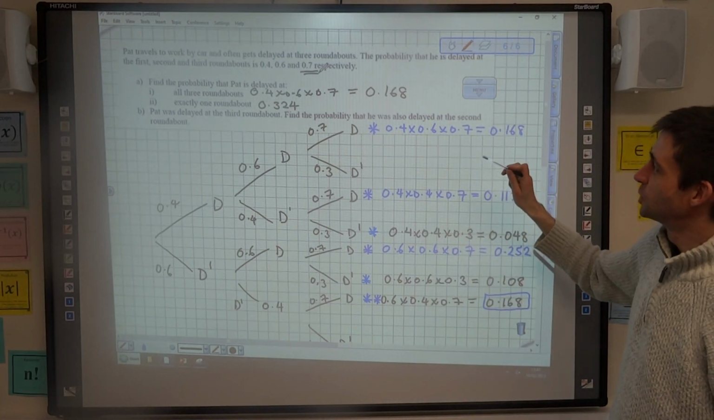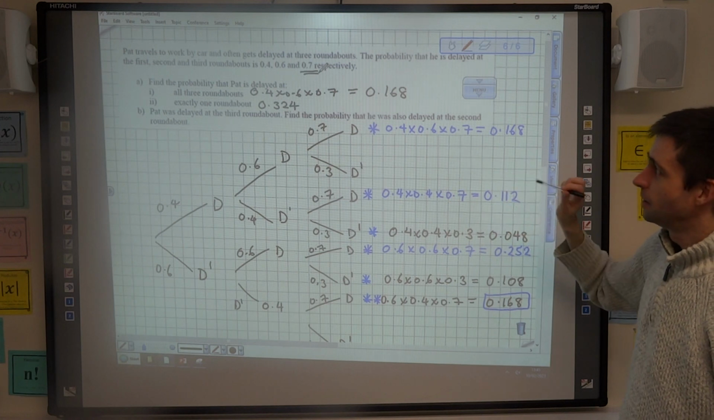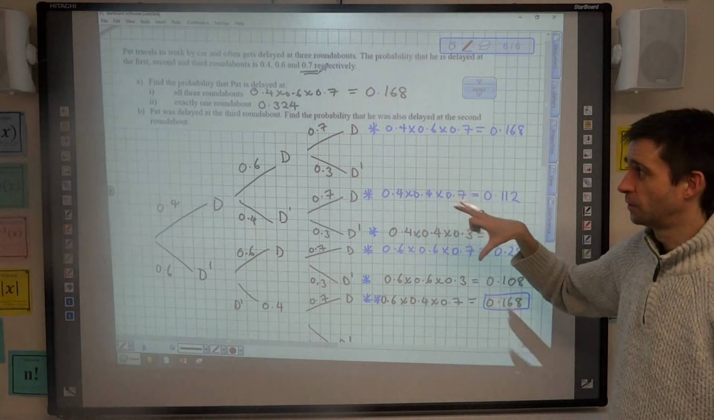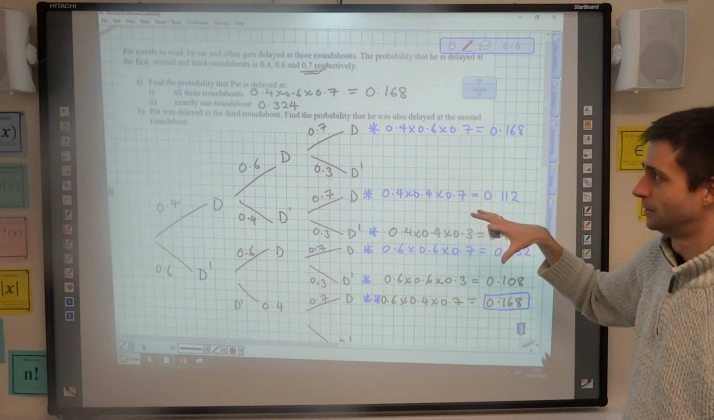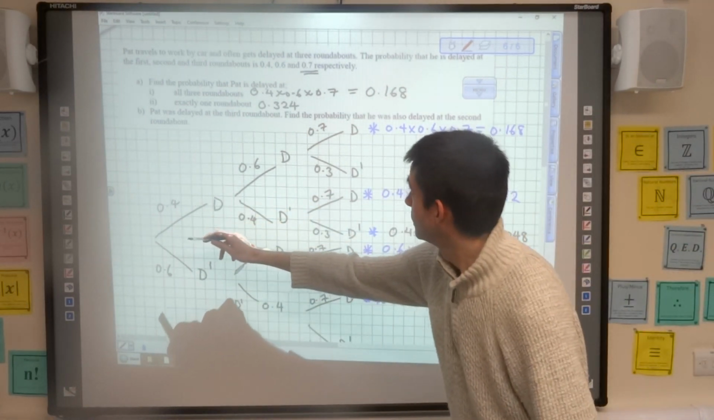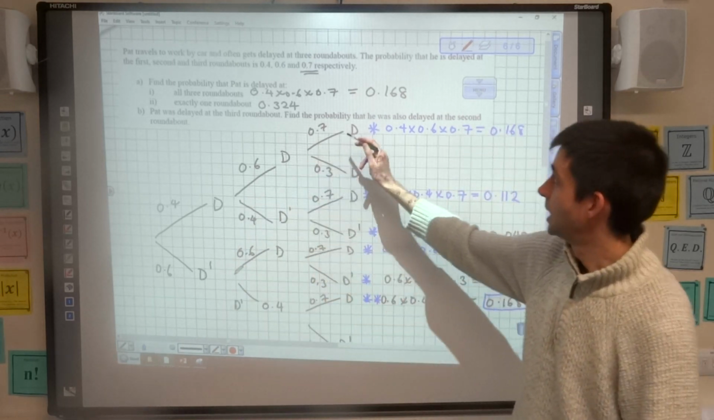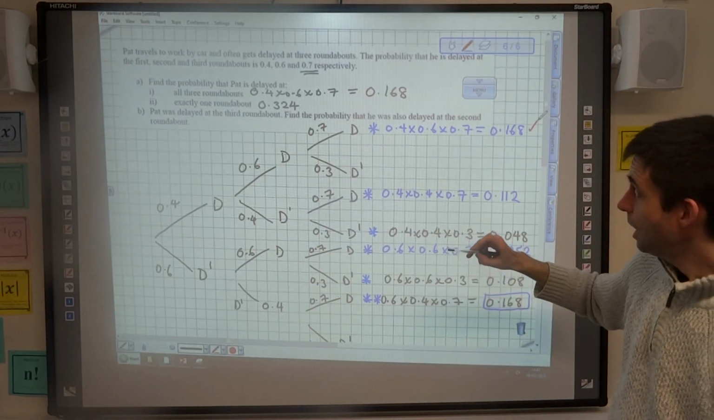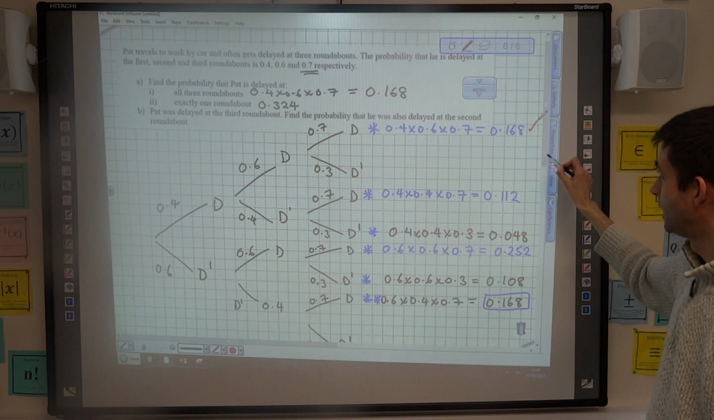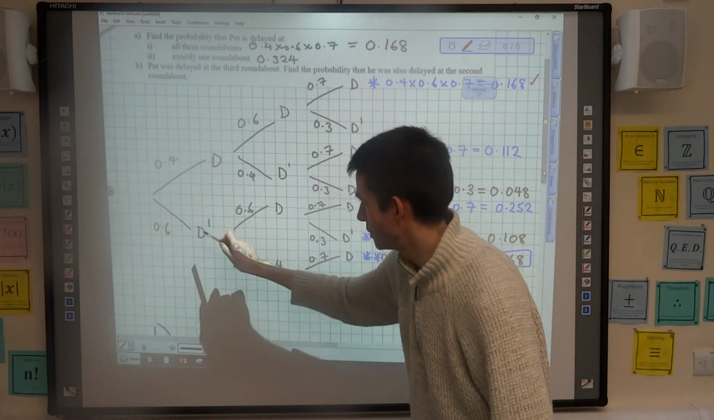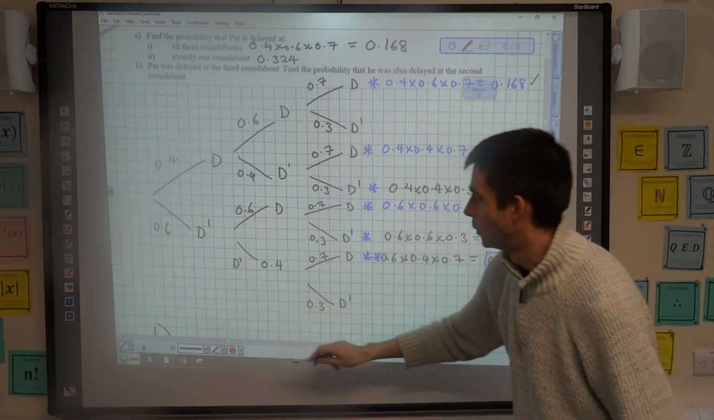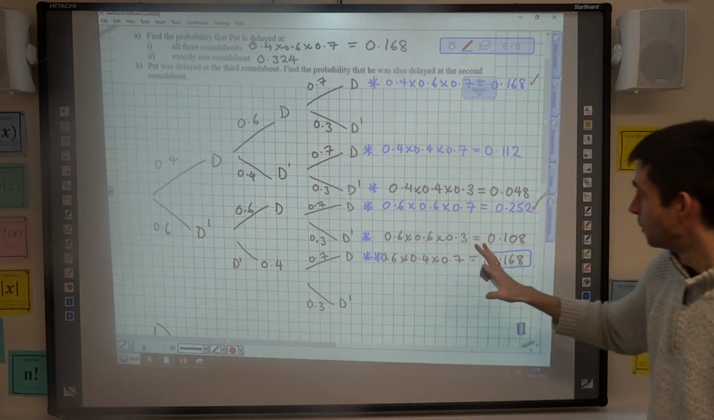So find the probability that he was also delayed at the second roundabout. Now we need to think about, in these four scenarios where he was delayed at the third roundabout, which of them also included him being delayed at the second roundabout as well. Right, so delayed at the first, delayed at the second, delayed at the third. So we want this one. Here we've got delayed at the first, not delayed at the second, so we don't want that one. This one here we've got not delayed at the first, delayed at the second, delayed at the third, so we do want this one. And this final one here is not delayed, not delayed, delayed, so we don't want that one.